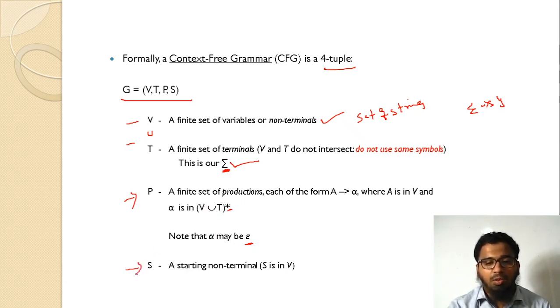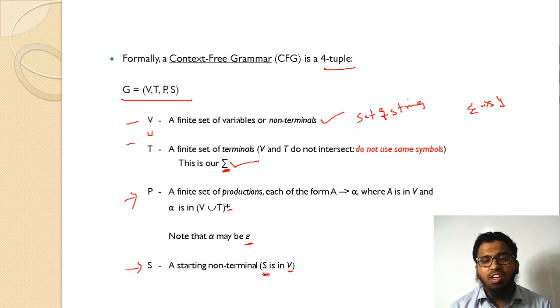Next, the last one is S. S is a starting non-terminal. S is in V, so whatever variables are there in V, S is available in them. So here a CFG has 4 tuples. The first one is V, T, P, S.